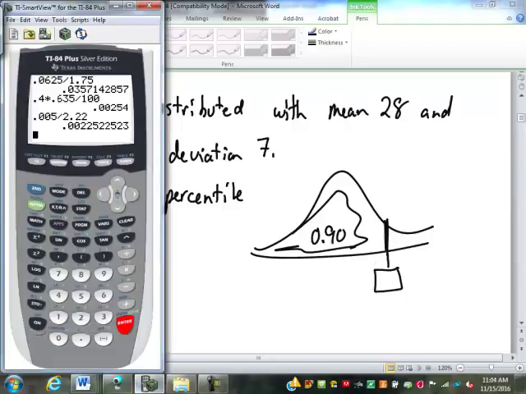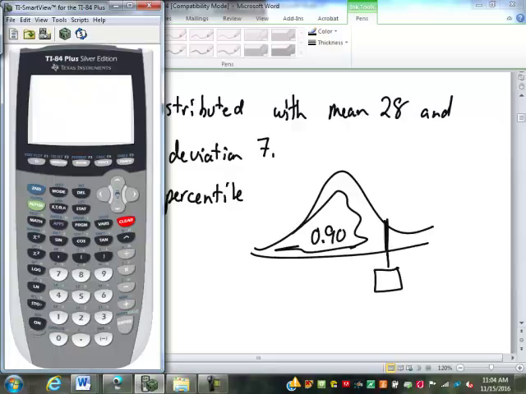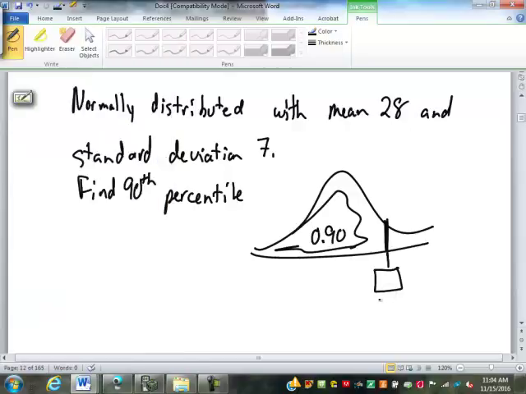So this would be using our calculator here. We're doing second distribution, inverse normal, 0.9. We're putting in our mean of 28 and our standard deviation of 7. It spits out 36.97. So a value of 36.97 is the 90th percentile.